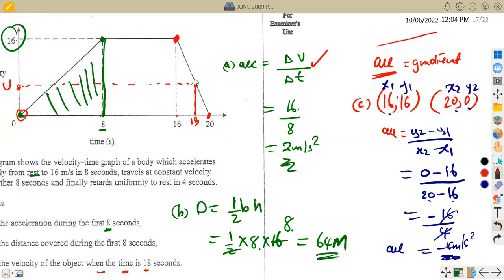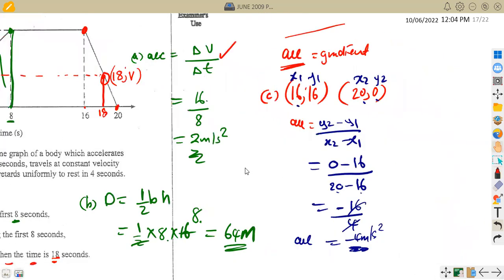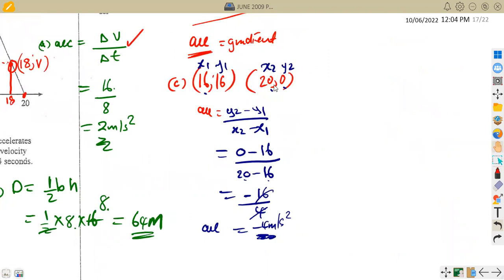And what do we have here? We are asked to calculate the velocity when the time is 18. So we are only given this point to say it's 18 according to T. And the corresponding velocity we do not know. So you just write it as 18, V like this. So now what you're going to do is add this point to these 2 points, which means you are now having 3 points.